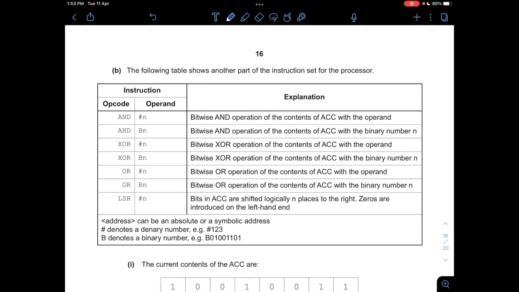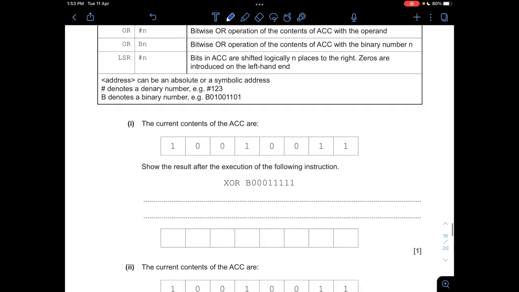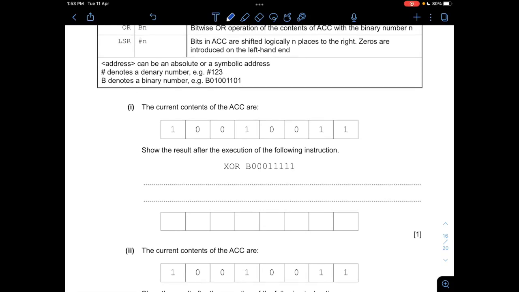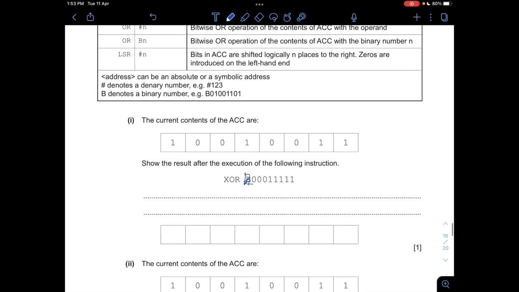Okay, so this is the next question. The following table shows another part of the instruction set for the processor. So here are all the instructions and also the opcode and operand. Now let's take a look at the current contents of the ACC. This B here denotes a binary number, so technically we can ignore it. The current contents of the ACC are 10010011. Show the results after the execution of the following instruction: XOR 00001111. So let's just write it on the right hand side.